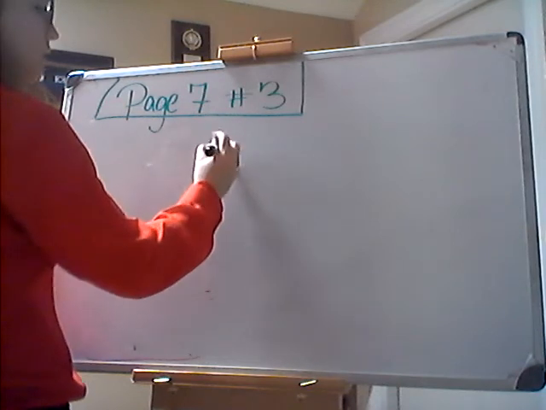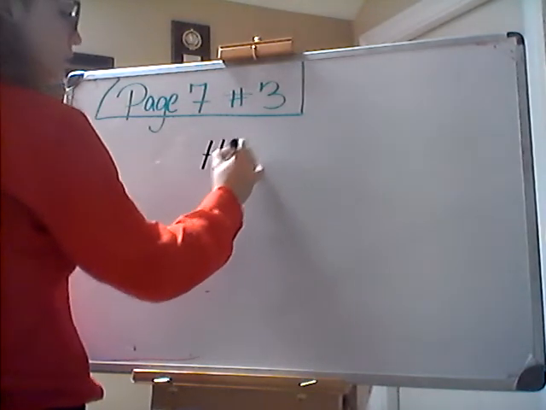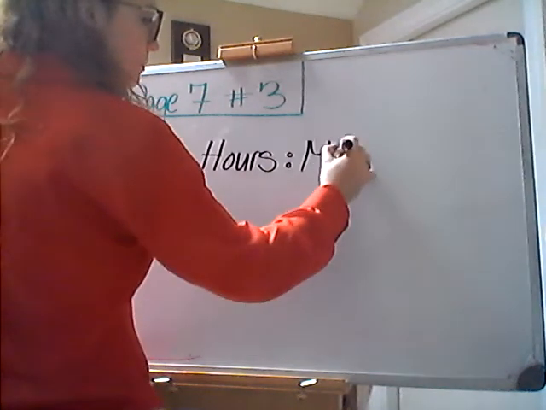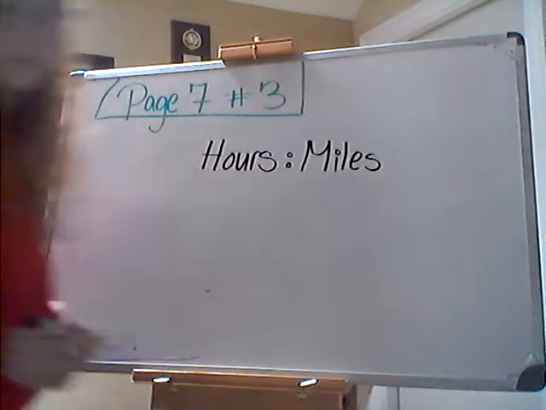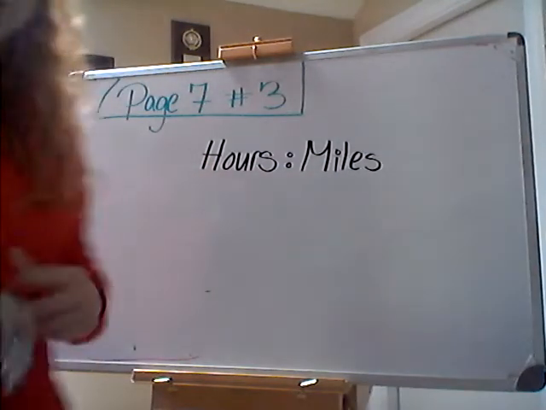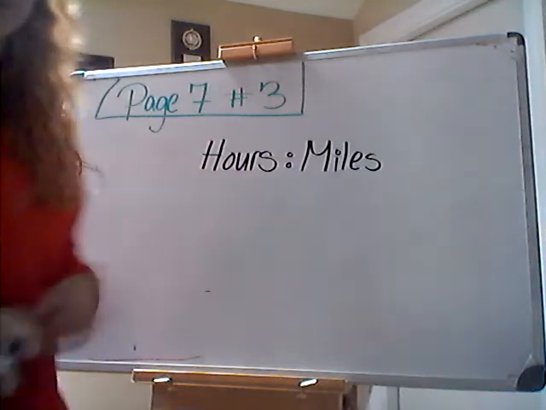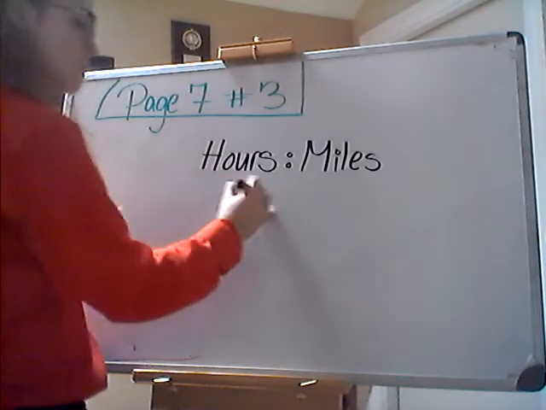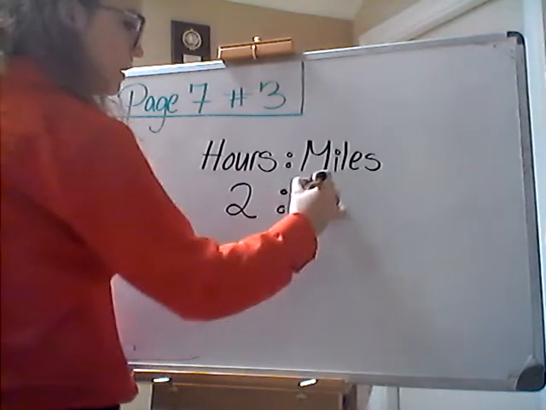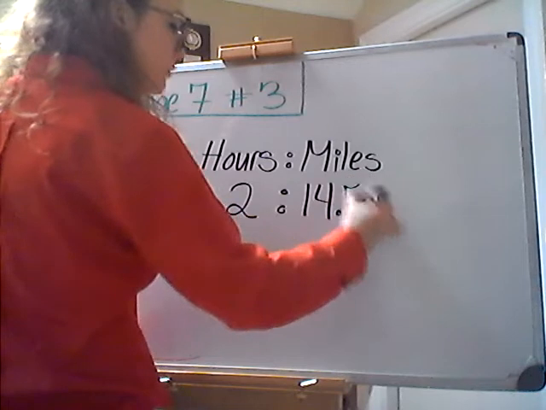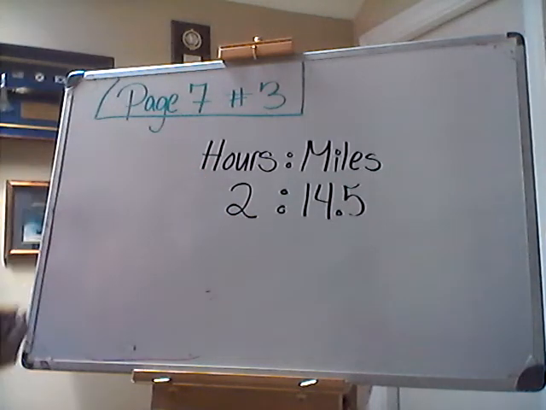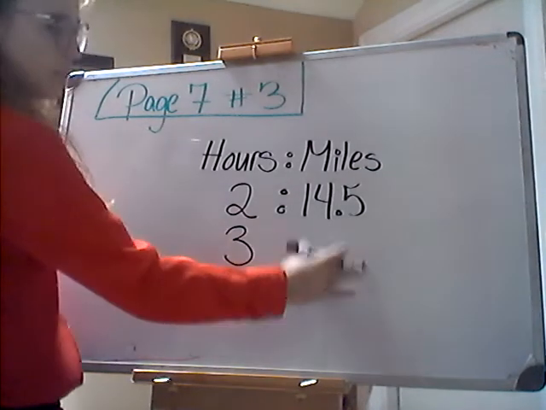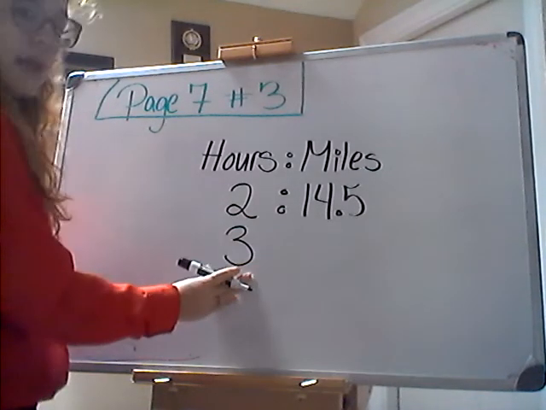I'm going to set up a ratio of hours to miles. You can also set up a ratio of miles to hours. It really doesn't matter which way you do it, as long as you stay consistent throughout the rest of the problem. So in 2 hours, Jill can run 14.5 miles. We want to know how many miles she can run in 3 hours.